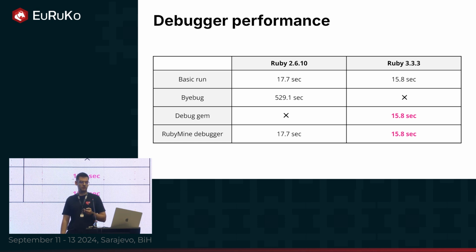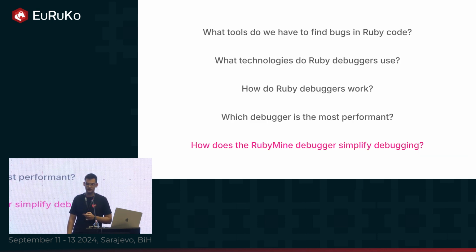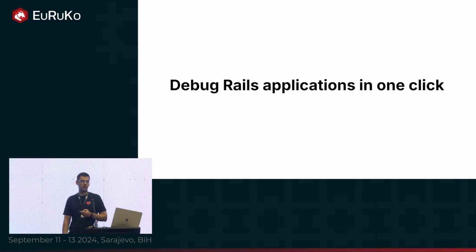That's mainly about debugger performance. And let's move to the last question. How does RubyMine Debugger simplify the debugging process? Generally, RubyMine Debugger has a lot of great features that could streamline your debugging process. But I would like to highlight just a couple of them. And the first one is debugging a Rails application in one click.